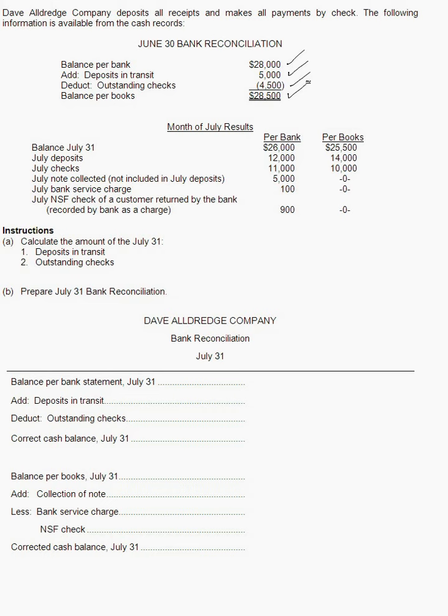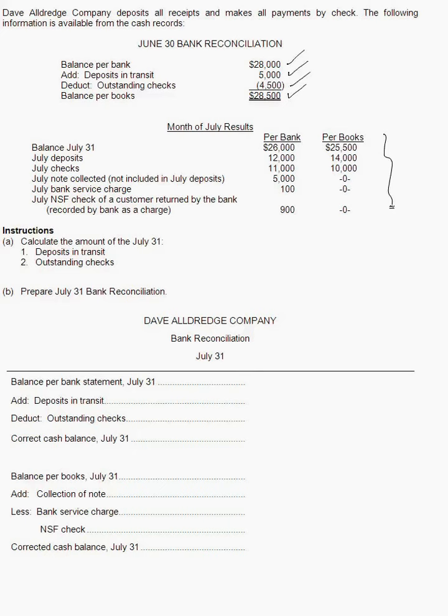Now, what we want to do is prepare a July 31st bank reconciliation, and here is the information we have from the month of July. Now, in this problem, I want to focus first of all on calculating deposits in transit and outstanding checks, because it's not as intuitive as some students might think.